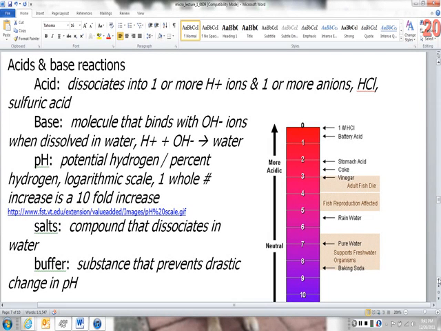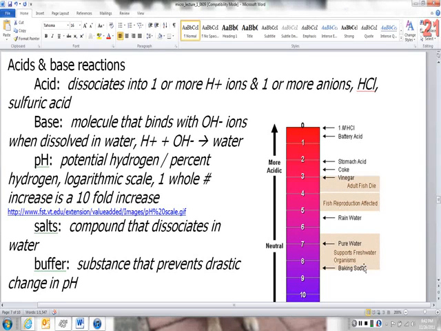For each one whole number increase, there is a tenfold increase in the acidic or basic nature. These may involve salts, which are compounds which dissociate in water. Because the pH helps to regulate many biochemical reactions in living organisms, it is important to have a good regulation of the pH. Buffers are substances that prevent drastic changes by helping to absorb pH changes.